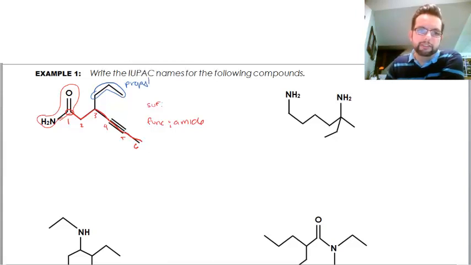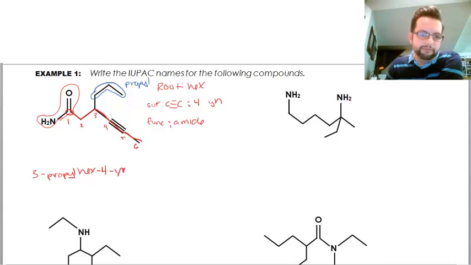My root is 6, so it's going to be hex. I've got a carbon-carbon triple bond on carbon 4, so it's going to be 4-yne. You're going to put this all together, and you're going to get 3-propyl, we name our substituents, hex-4-yne amide, all one word.